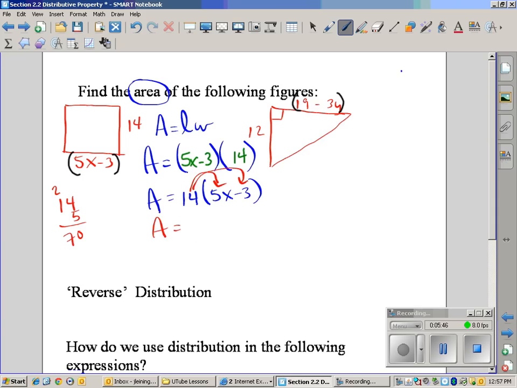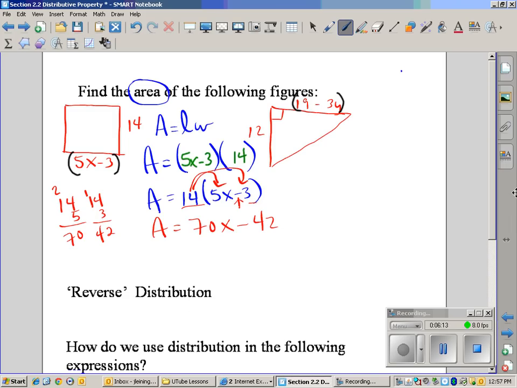So A is equal to 70x, and we have a positive 14 and a negative 3. 14 times 3: 4 times 3 is 12, carry 1, 3 times 1 is 3, plus 1 is 4. 70x minus 42. And you're done. You can't do anything more because we don't know the value of x.